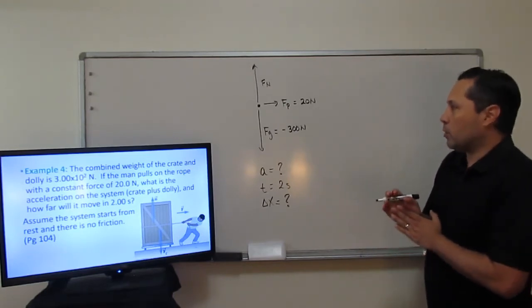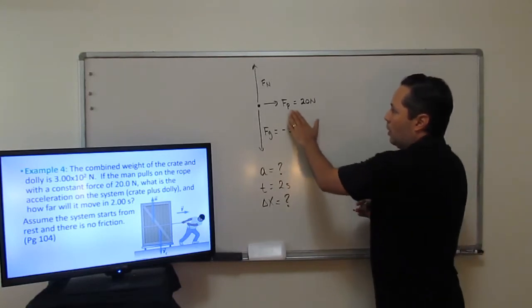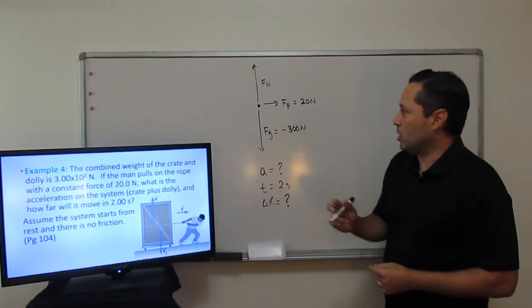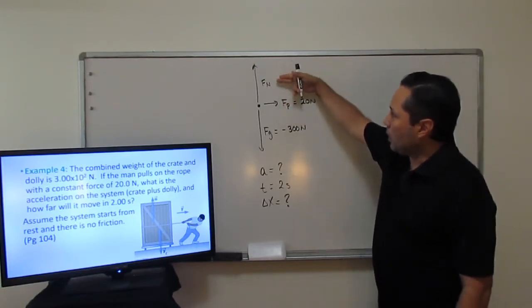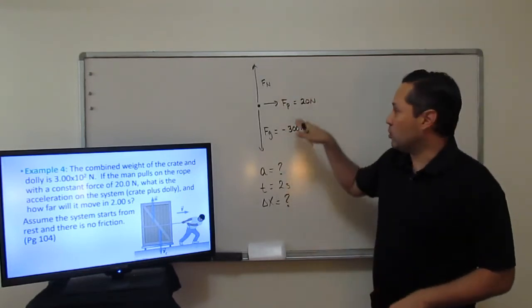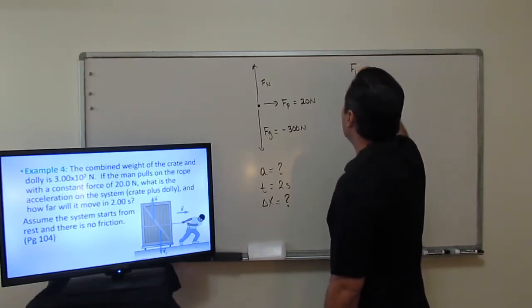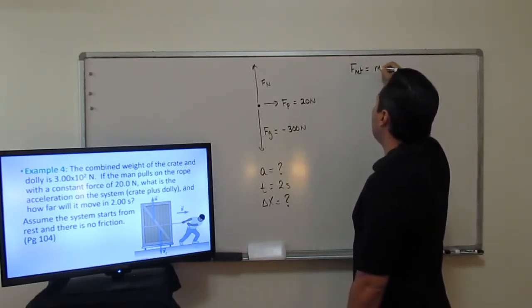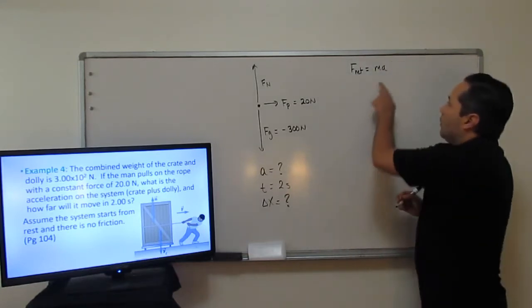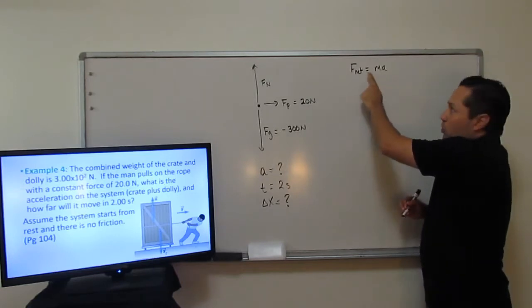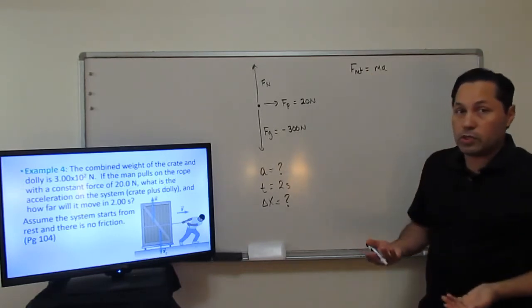The first formula we're going to use is for force, since we need to get the acceleration. The net force here: the normal force and the force of gravity cancel each other out, so the net force is just the force pull. That's our force net, which is mass times acceleration. We have the force, which is 20 newtons, and that's going to give us the acceleration. All we need is the mass of the system.